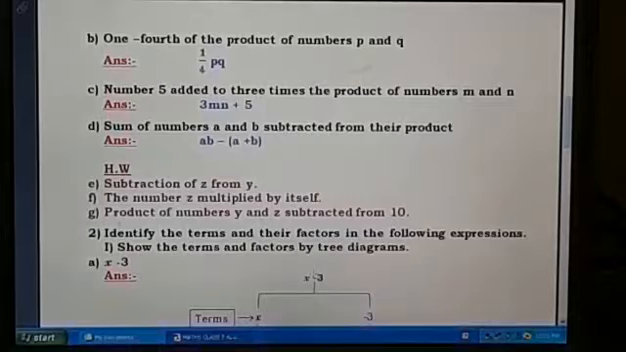Okay. Next, sum of numbers a and b. Okay, that will be a plus b. Subtracted from their product.